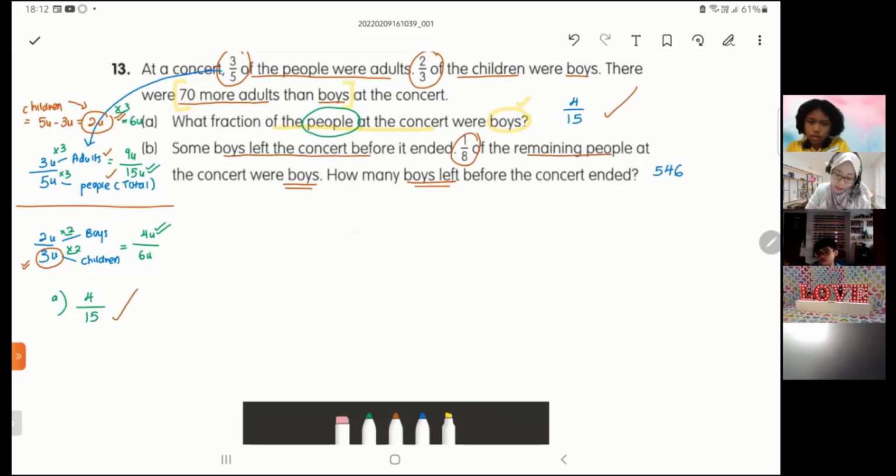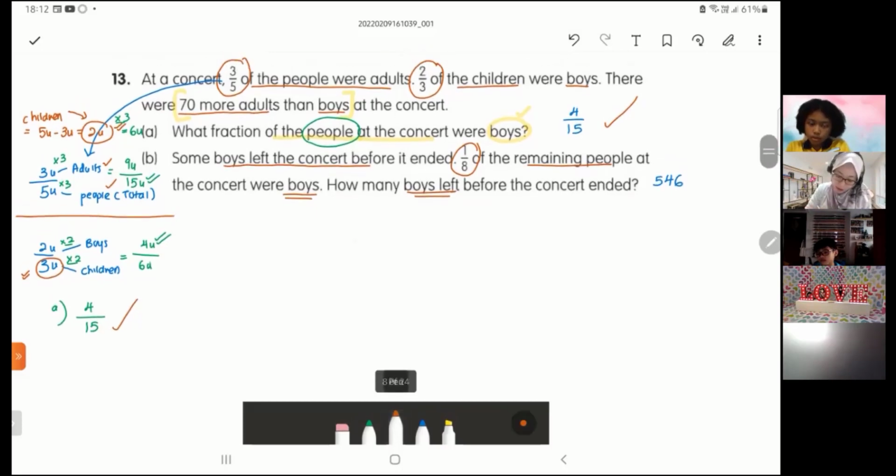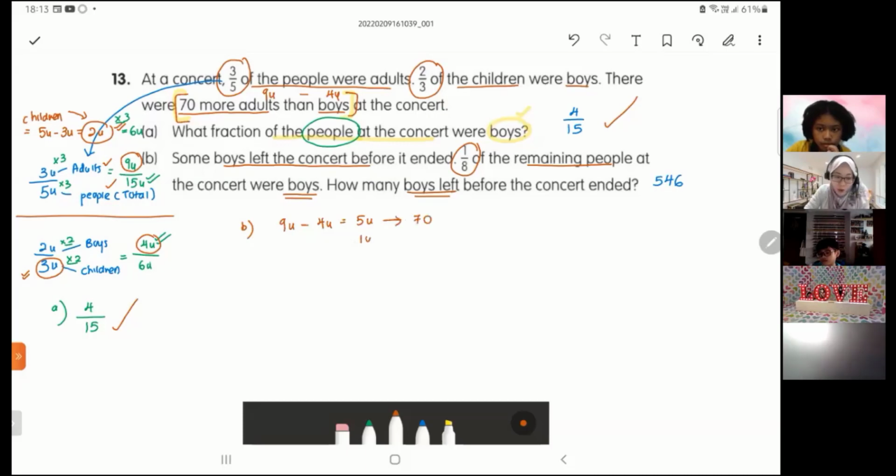Can, right? So adults is this. Adults is this. The boys is this. Okay. Remember just now we compare adults and boys. Adults is now 9 units. Boys is 4 units. Can I compare? I minus. Okay. So for part B, 9 units minus 4 units equals 5 units. This 5 units is actually my comparison, which is 70. 1 unit is 70 divided by 5, I get 14.